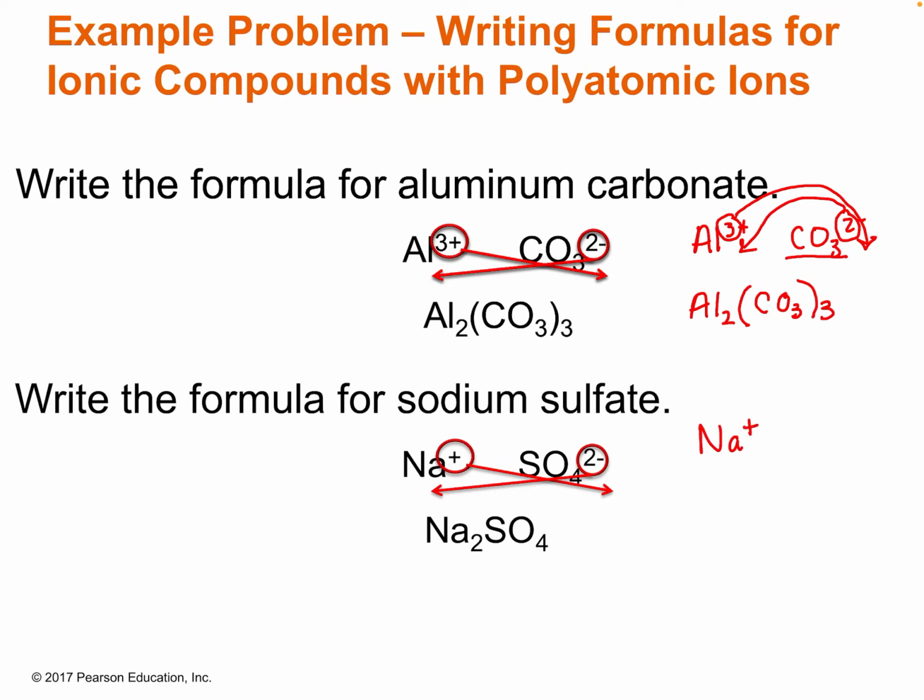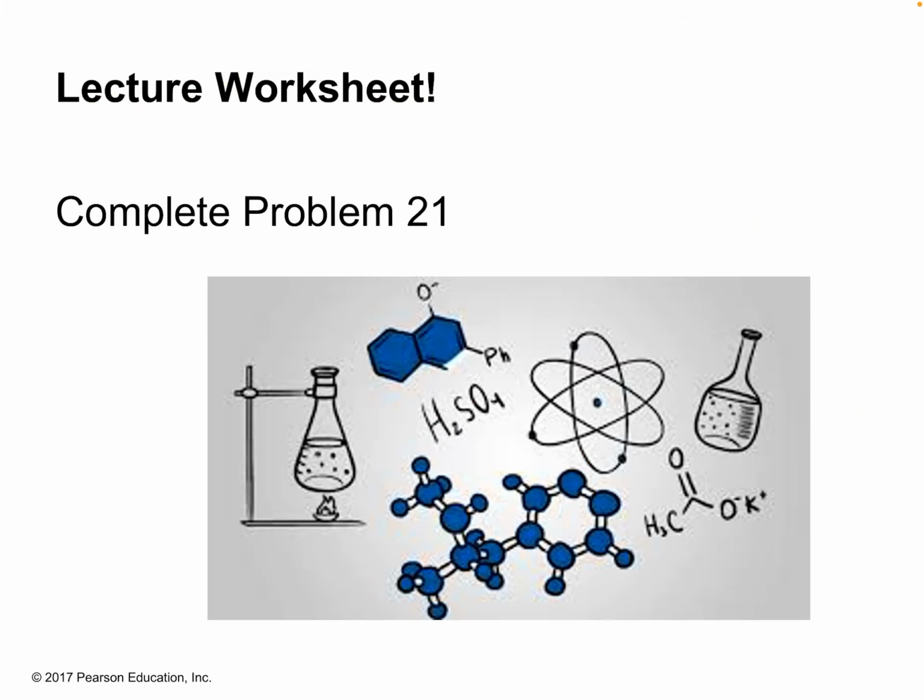Let's try another one. Sodium sulfate. So we have Na+, SO4 2-. So the imaginary 1 will go to the sulfate, and the 2 will go to the sodium. So we get Na2, and then we're not going to include parentheses here, because we're not going to write that 1 on the outside of the sulfate, because we don't write 1s. So we're not going to put the sulfate in parentheses here because we don't need them. There's nothing that's going to go on the outside of the parentheses. So we will just write SO4. Go ahead and try lecture worksheet problem number 21.